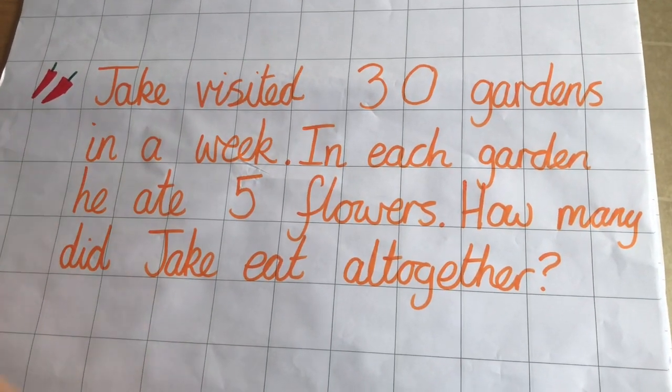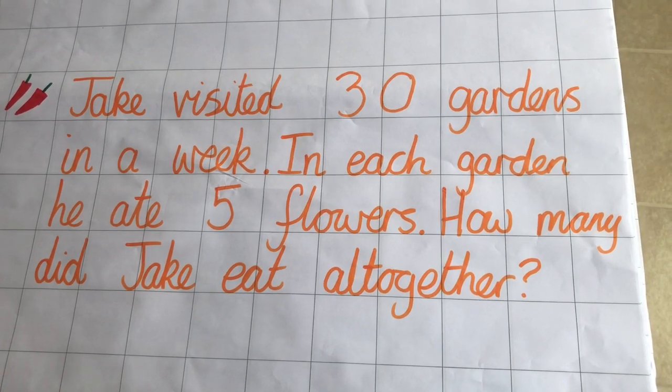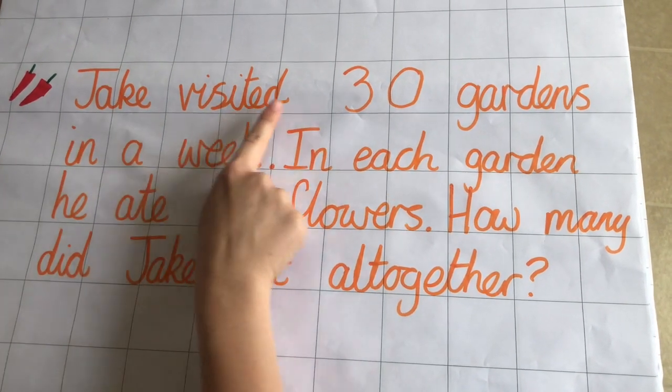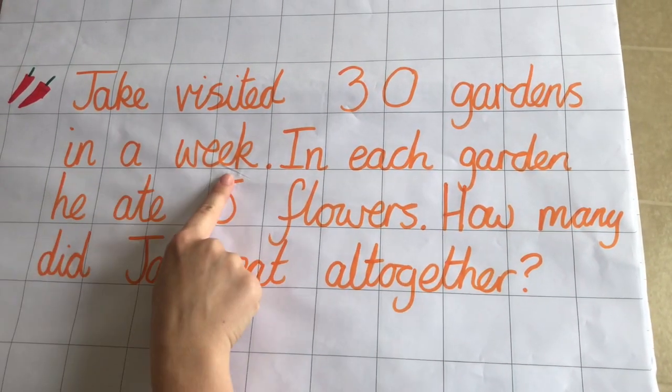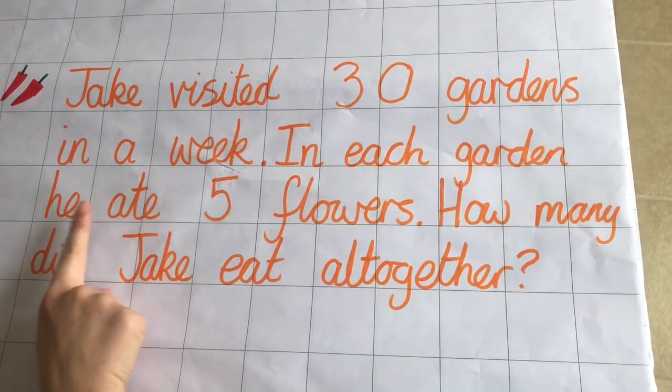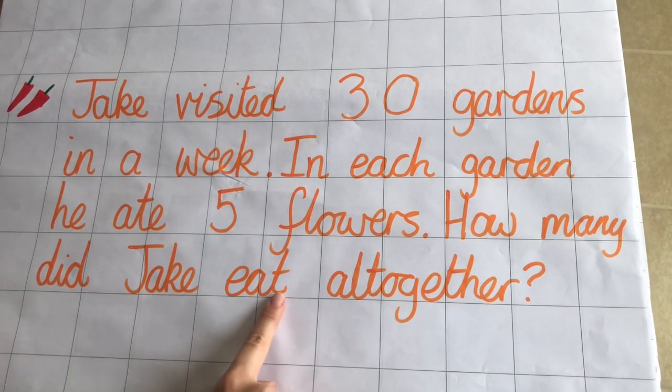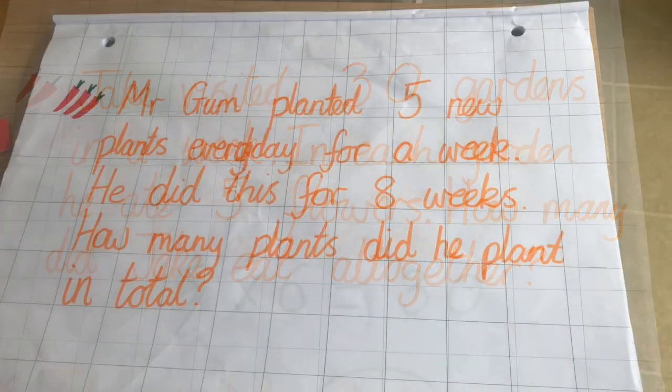This is a Chilli 2 word problem. I'm going to read it to you and then I'd like you to pause the video and have a go at answering it. Jake visited 30 gardens in a week. In each garden, he ate 5 flowers. How many did Jake eat altogether?